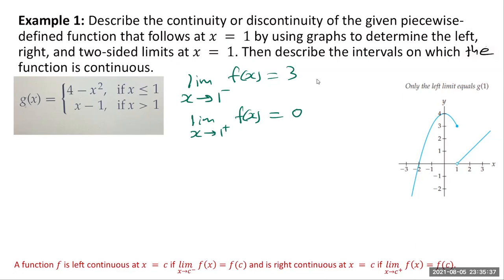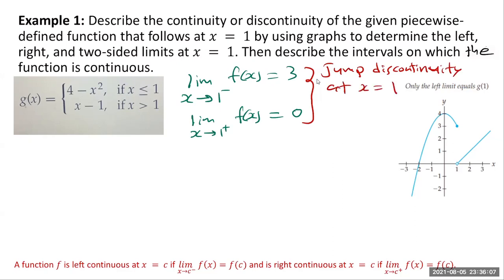Now, as you can see, the left and right limits exist. Both exist, but they are not equal. What kind of discontinuity are you going to have? Clearly, it's a jump discontinuity, right? That's the definition of jump discontinuity. You have a jump discontinuity at x equal to 1.